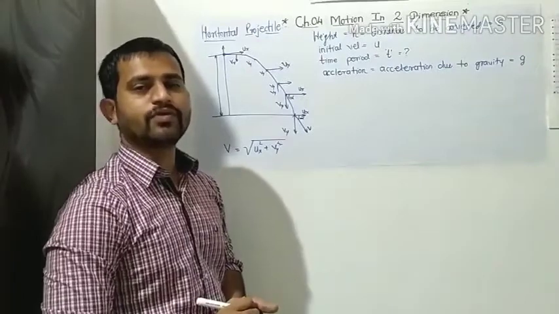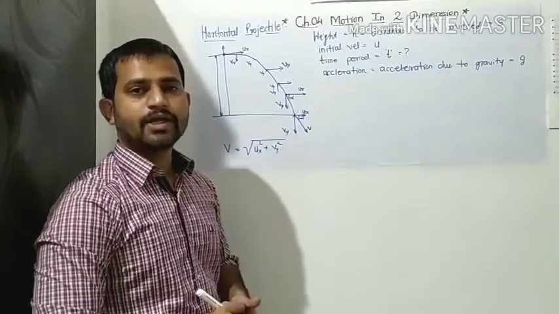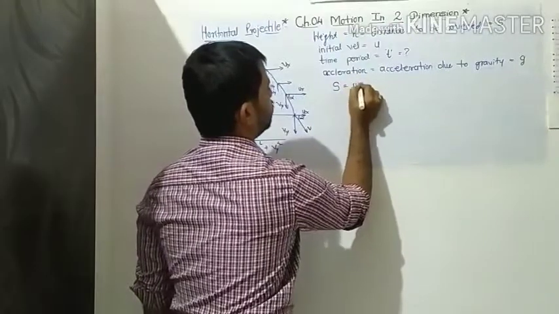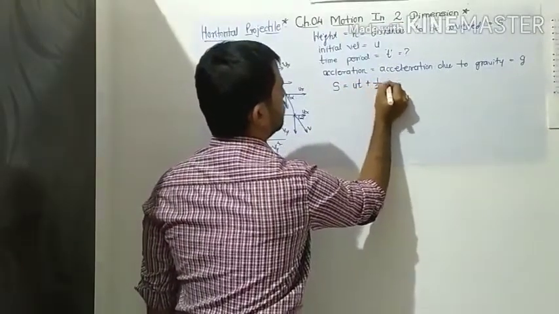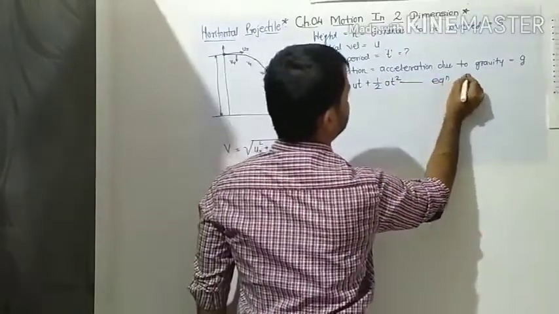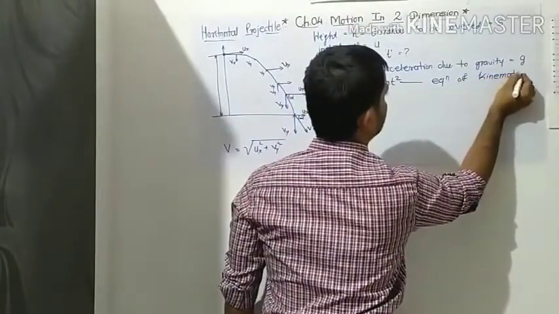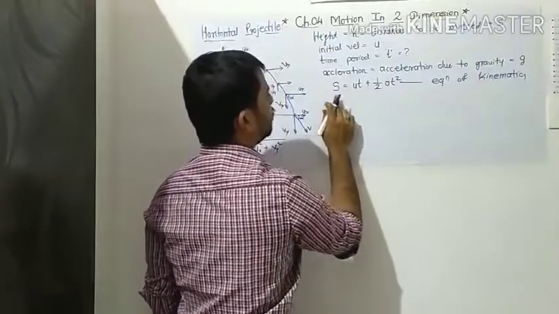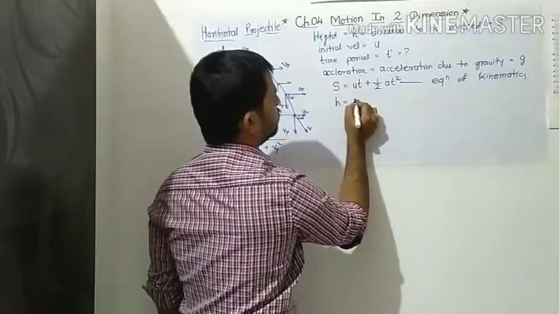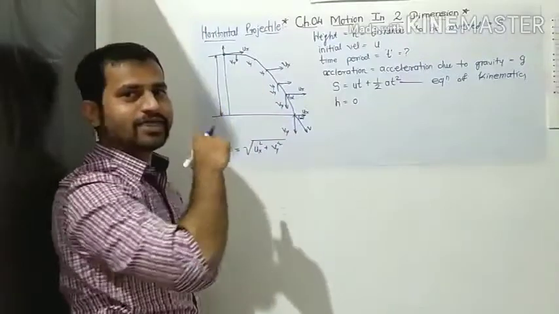So in this case, if we have to find out the time period, then we have to use the equation of kinematics. We use the equation s is equal to ut plus 1/2 at square. If we put in the values, the distance s we have to cover is h, and the initial velocity u is equal to 0, because initially the object is at rest.